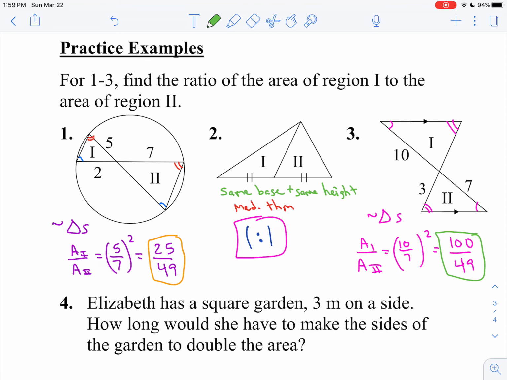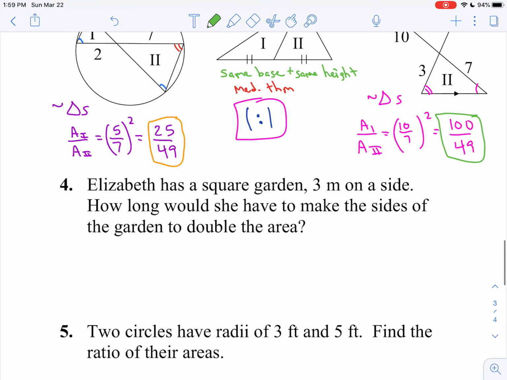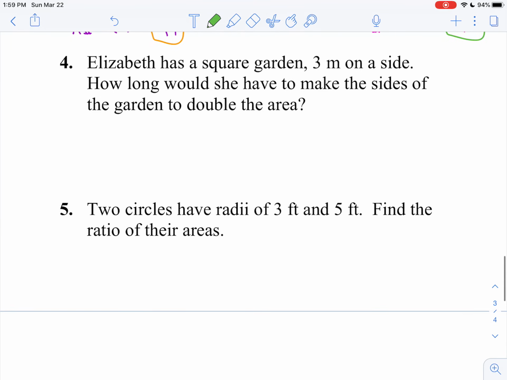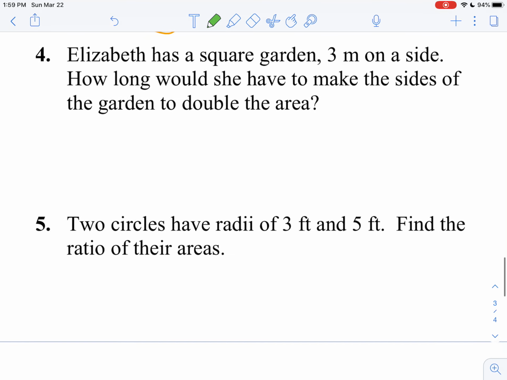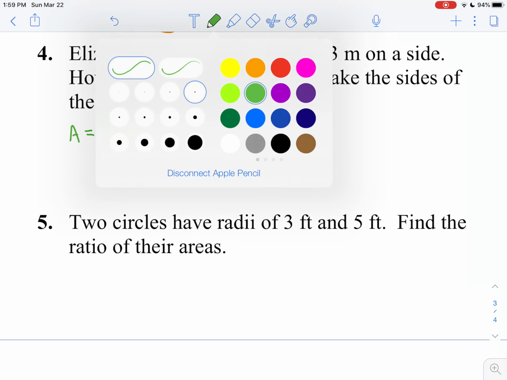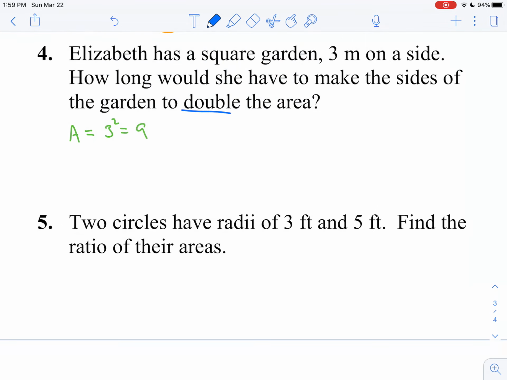All right, everyone's good friend Elizabeth. It's springtime, so it's time for that garden. Right now it's 3 meters on a side. How long would she have to make the sides of the new garden if she wants to double the area? So there's not a single correct way to do this one. I know where my brain takes me. Maybe you go the same direction. Maybe you do something else. First thing I would figure out is with the current garden, the area is 3 squared, so the area is 9. Now she wants to double that area.